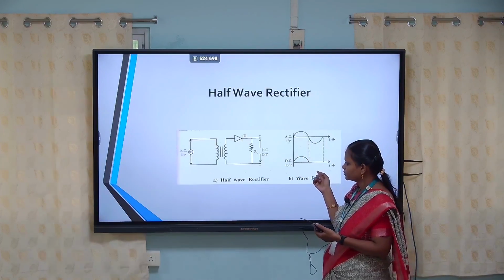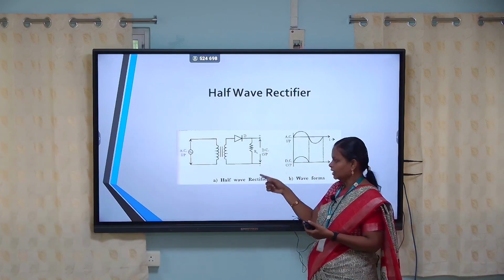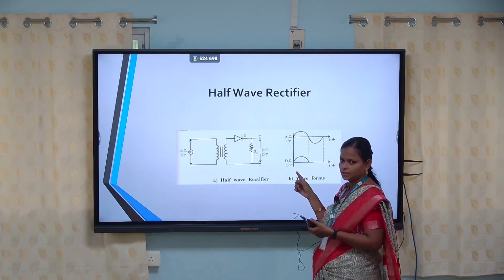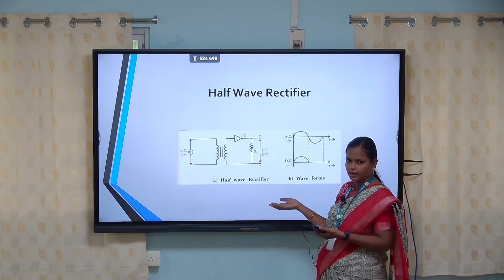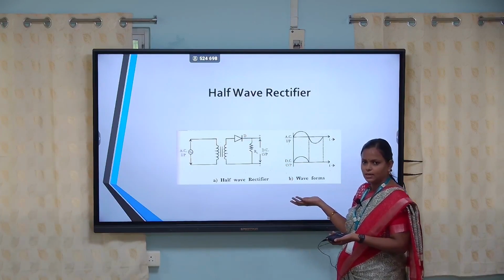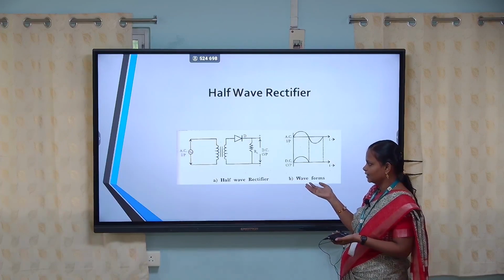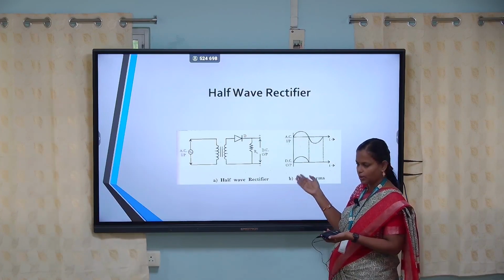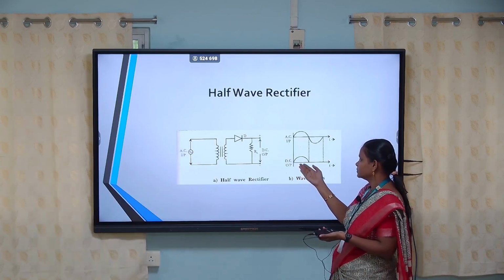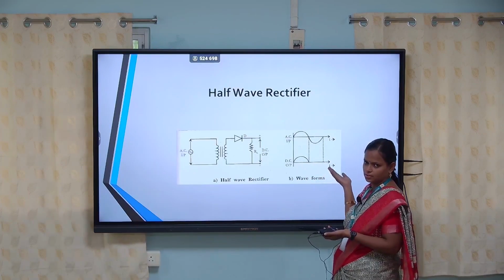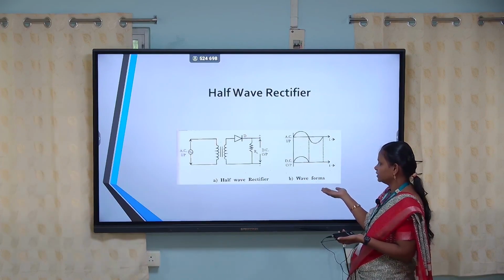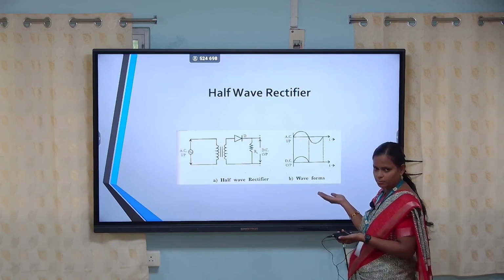During the positive half cycle of the AC input voltage only, the diode D conducts the current. During the negative half cycle of the AC input voltage, the diode becomes reverse biased, so no current conduction takes place. So, only the positive half cycle is observed as the output. During the negative half cycle there is no output, as represented by the waveform here. This is the half wave rectification process.